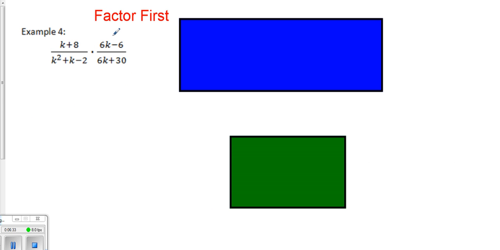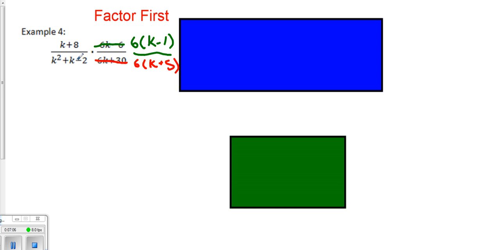Example 4. Again, we're going to factor everything first. On the right side, the only thing we can factor is the greatest common factor. So we take 6 out of each of these. I'm going to cross this out right away. Take out 6, and we'd call it k minus 1. Same thing on bottom here. We can take out a 6, and we'd leave k plus 5.